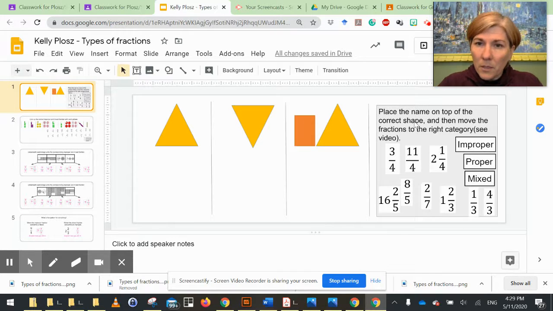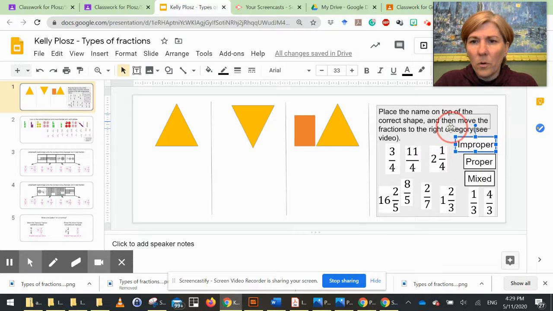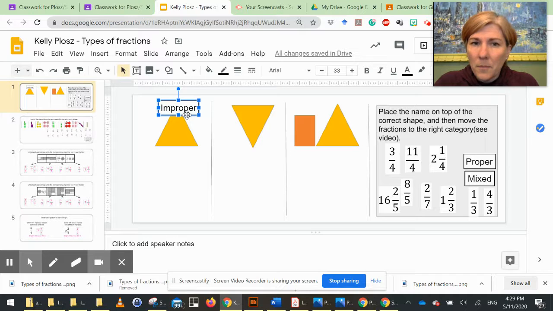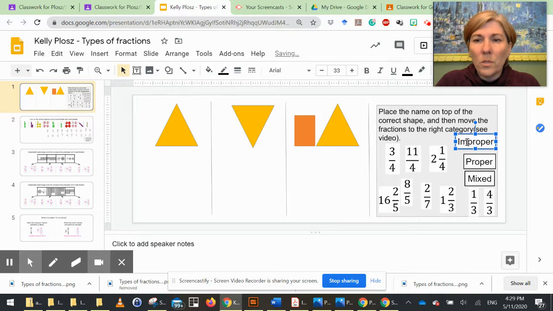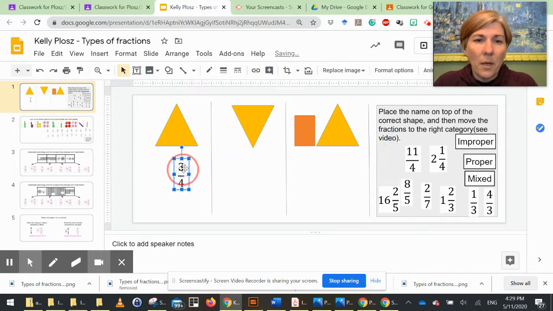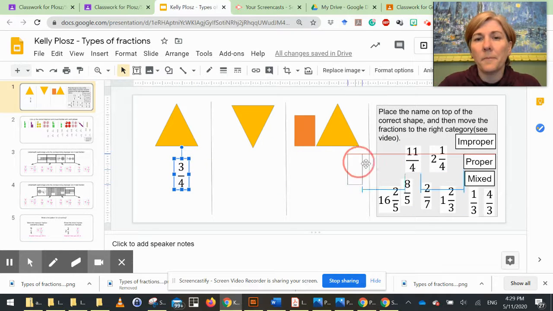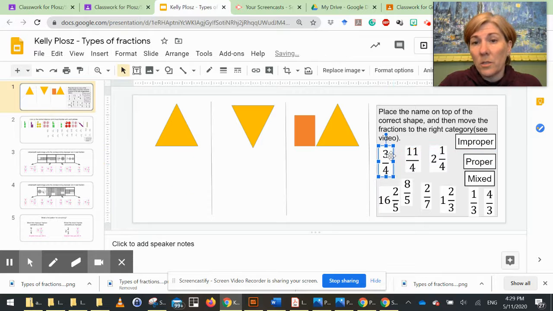So here it says place the name on top of the correct shape and then move the fractions to the right category. So all of these words here can be moved. So I can put this on top of here if that's what makes sense. But if it doesn't make sense, obviously don't put it there. So watch the video to figure that out. Then once those words are up there, you can take your fractions and put them under the right category. So all of those fractions you can just place in the right category.